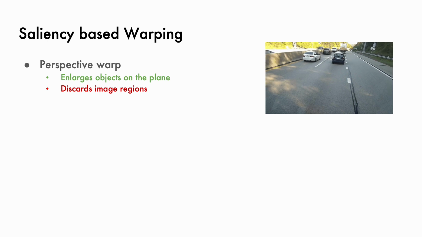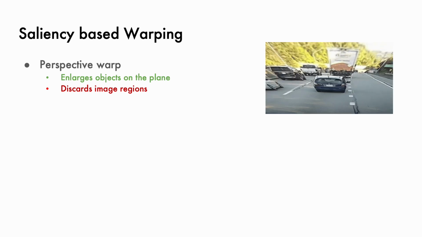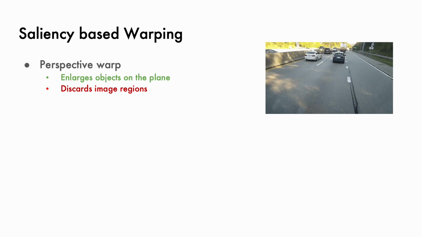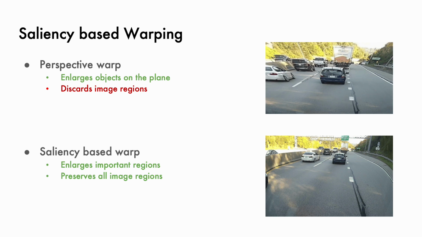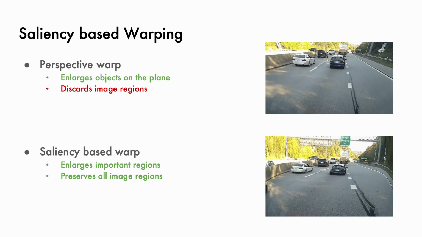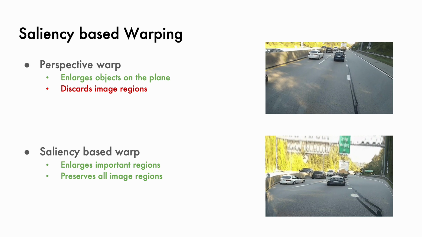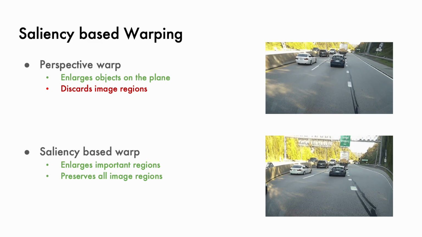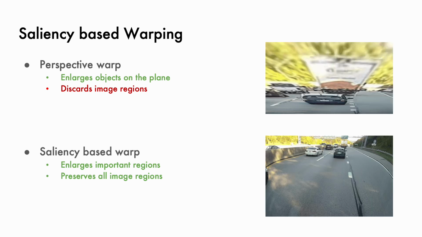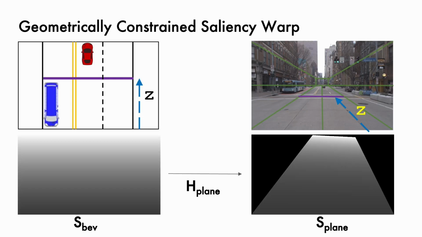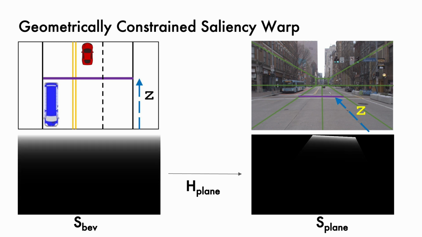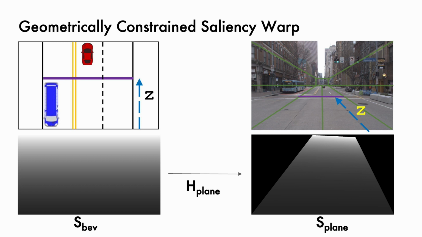While we can warp images using perspective warp, there is a limitation. If we wish to process a rectangular image, perspective warp discards image region that may have objects. On the other hand, saliency based warping has two advantages. First, we can focus on what we believe are the important regions, that is, make use of scene priors. Secondly, it preserves all part of the image as much as possible.